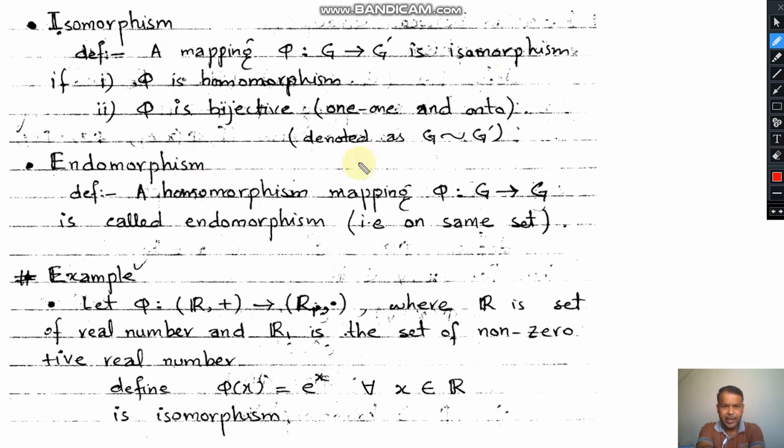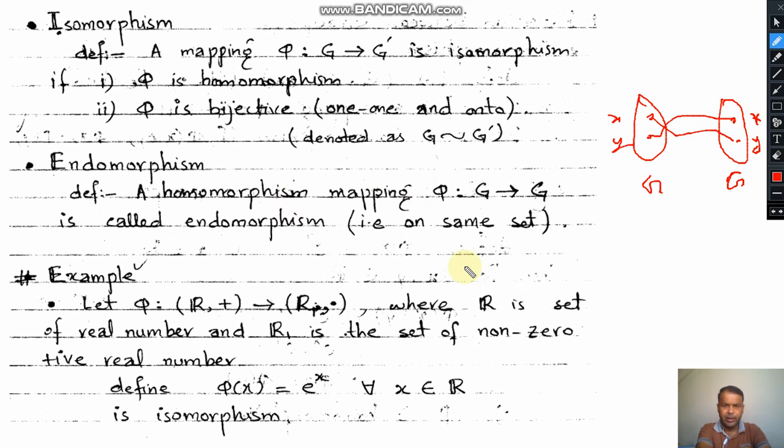And the last is endomorphism. In endomorphism, the elements of a group G must be mapped on elements of group G. It means the elements of a group will be mapped inside that group. So let us suppose these are 2 elements X and Y, and here there are 2 elements X and Y, and here I am saying that X is mapped on Y and Y is mapped on X. So this is called endomorphism.